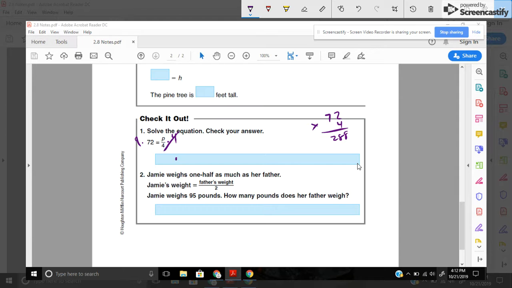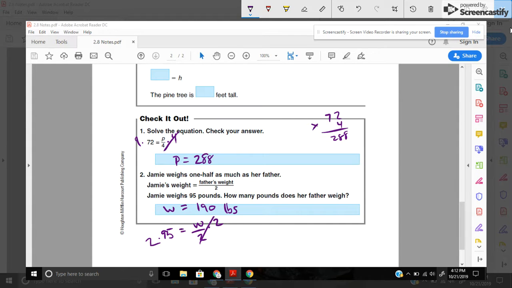So P equals 288. And then in the last one, it says Jamie weighs 1/2 as much as her father. Jamie's weight is equal to her father's weight divided by 2, and Jamie's weight is 95 pounds. So how much does her father weigh? We would take 95 equals W over 2, and then multiply each side by 2, cancel. So 95 times 2, W equals 190 pounds. I'll abbreviate as LBS. All right, and that's all I have to it.